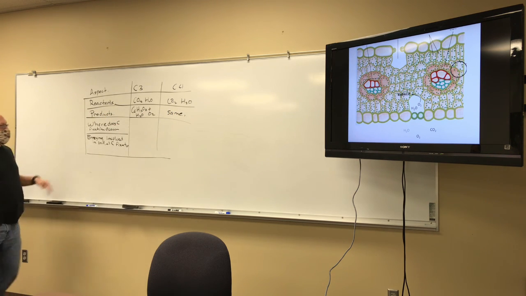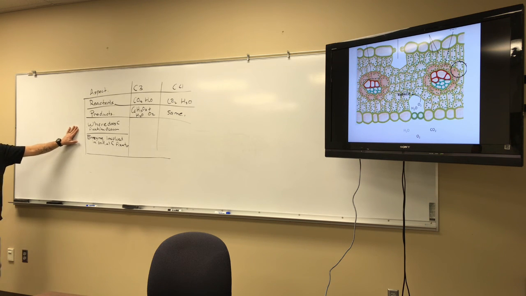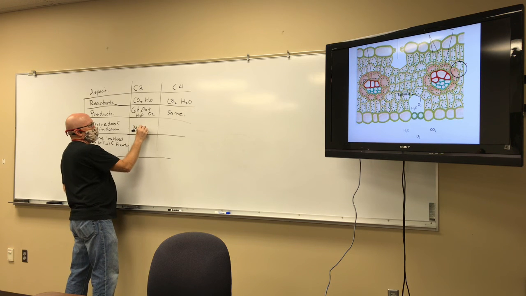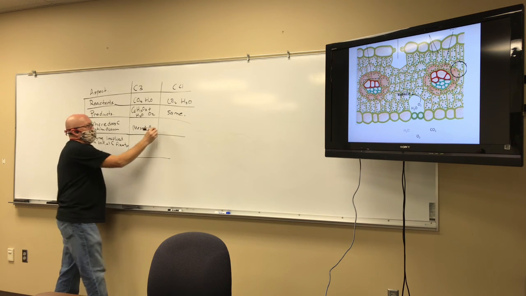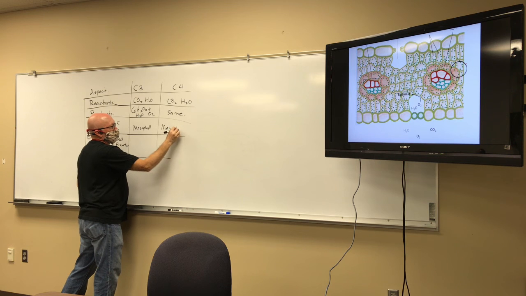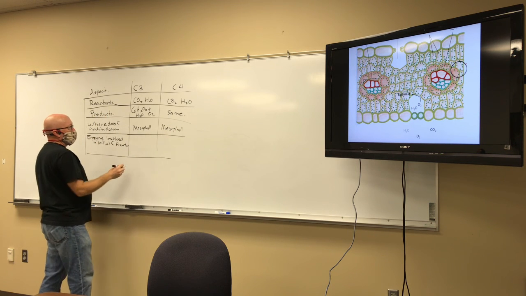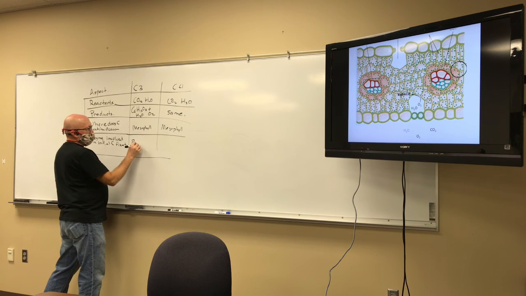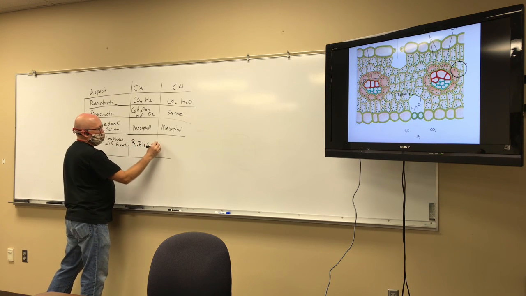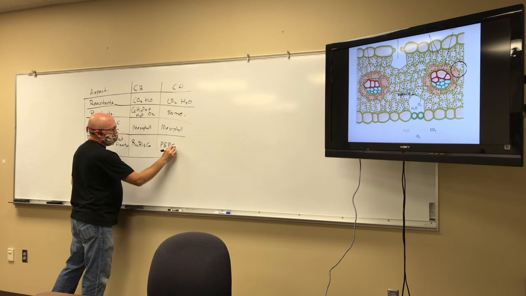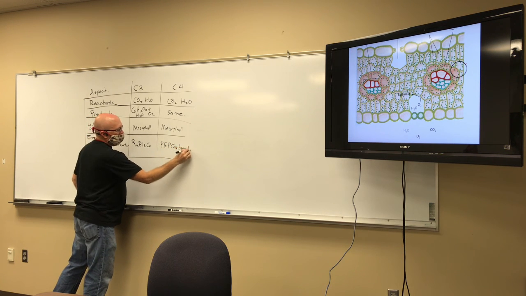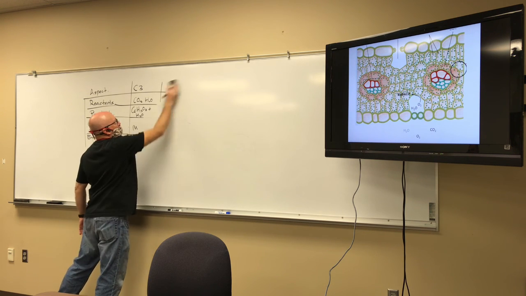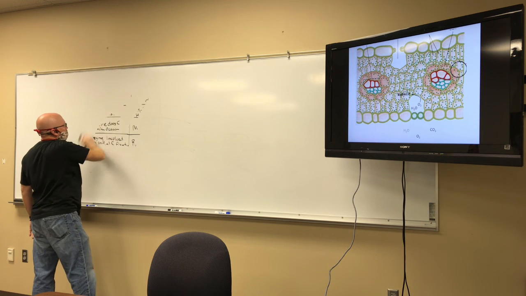But initial carbon fixation for both of these, they both occur in the mesophyll cells. And in this case, the enzyme that is involved in initial carbon fixation is Rubisco. And in this case, it's PEP carboxylase. Et cetera, et cetera. So make yourself a table that breaks things down.